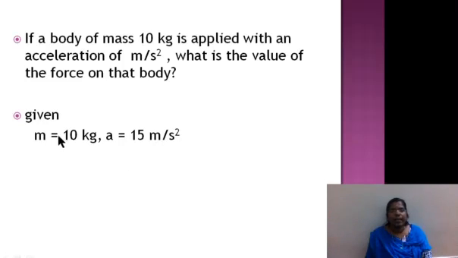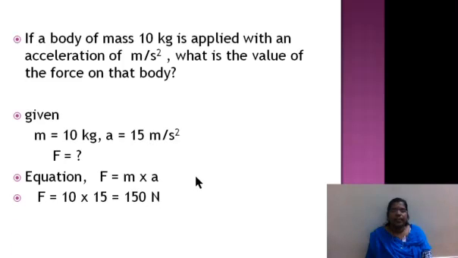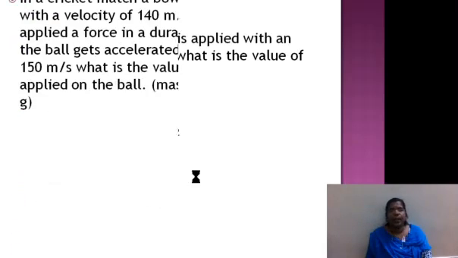So we are given the mass 10 kg and acceleration 15 meter per second square. We are asked to find force. What will you do? Equation F is equal to m into a. Just substitute here. m is 10 kg, a is 15. So we will get 10 into 15, 150 Newton.